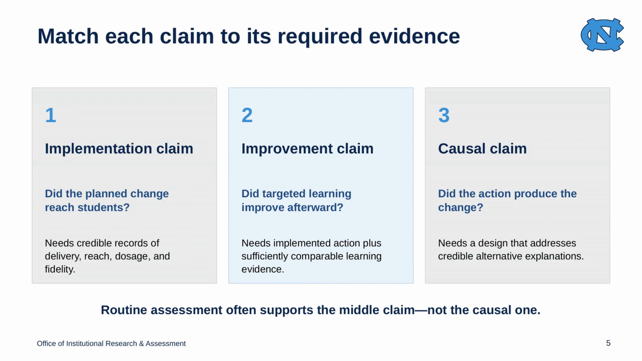Match each claim to the evidence it requires. The planned activities reach the intended students is an implementation claim. Follow-up work showed stronger performance on the targeted criterion than sufficiently comparable earlier work is a learning improvement claim. The evidence supports retaining the response provisionally is a decision claim. The response caused the improvement is a causal claim. It requires a design capable of addressing credible alternative explanations. Routine program assessment often supports a qualified learning improvement claim, not a causal one.